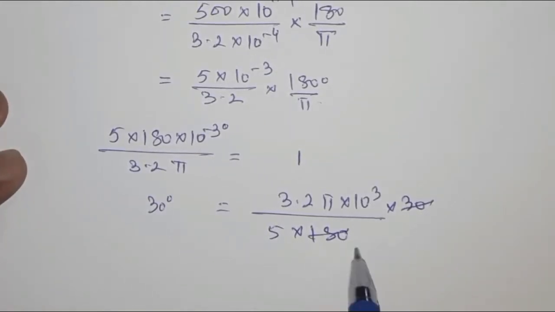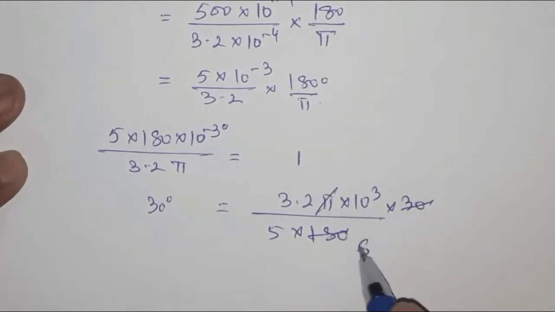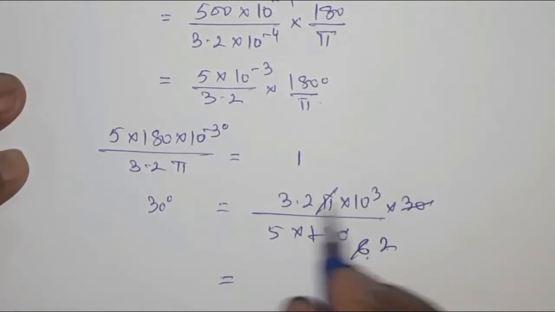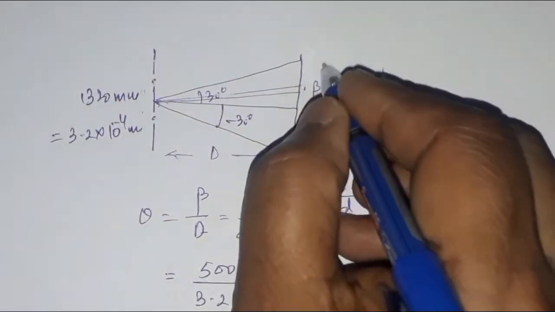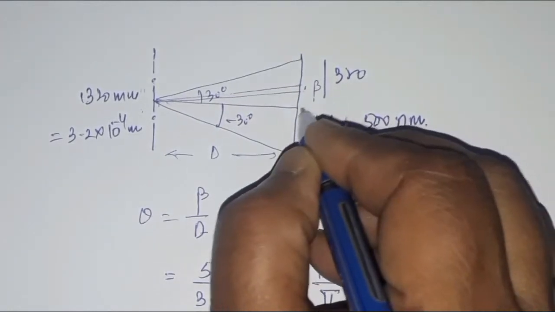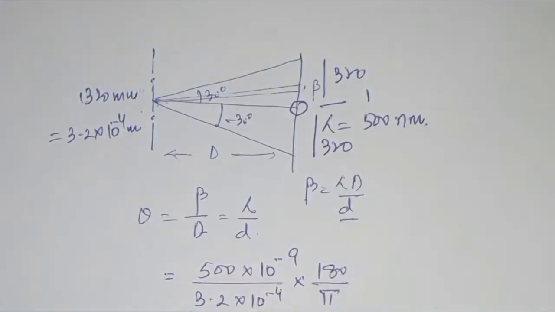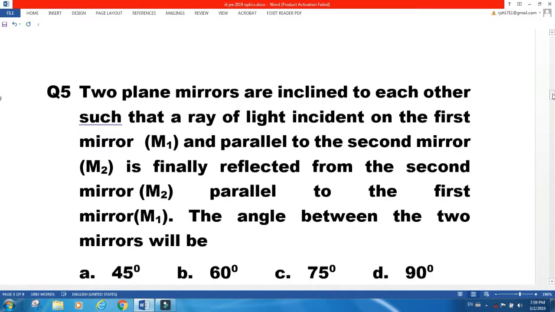This is 36 and this can be cancelled here. This can be cancelled here too. That means approximately 5 to the 10. This will be 320. So 320 fringes are here, 320 fringes are here, and 1 is the center fringe. So the answer is 641.